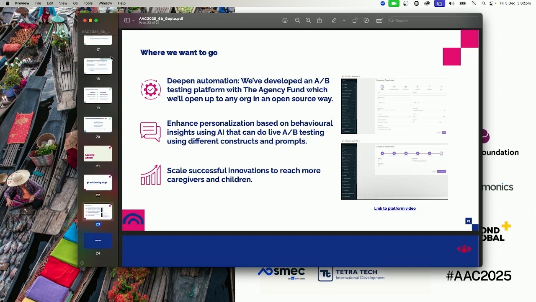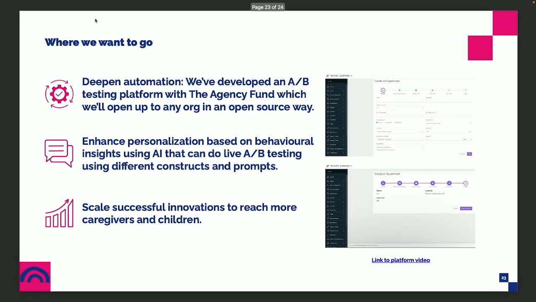Yes, so where do we want to go? I think we continue to be very committed to A/B testing, and we're doing this at large scale. We've raised funding for this, and we're big evangelists along with the WhatWorks hub, as well as other people working in this field.